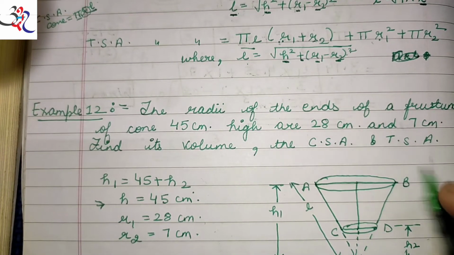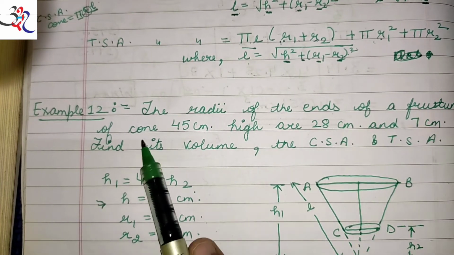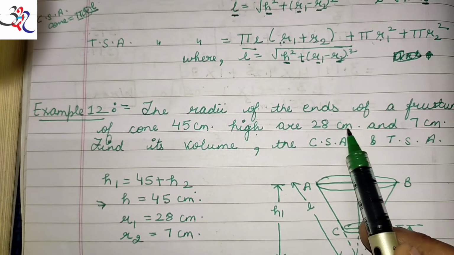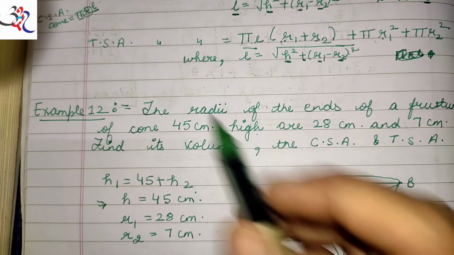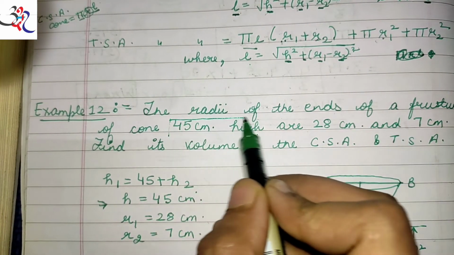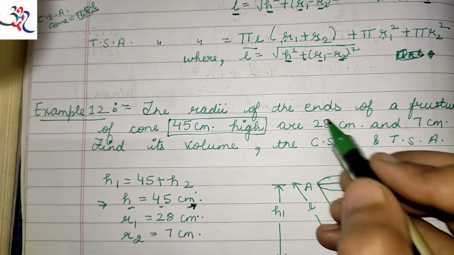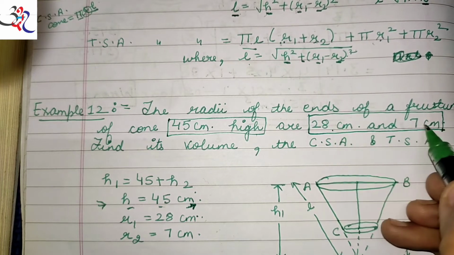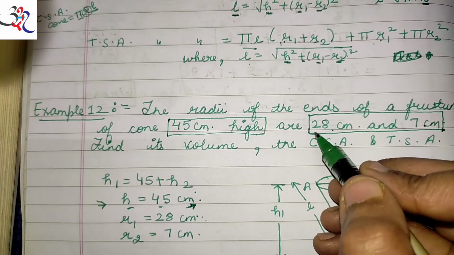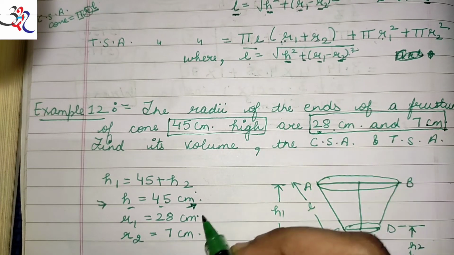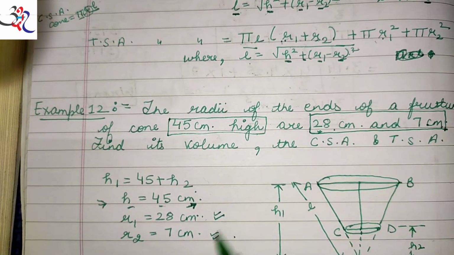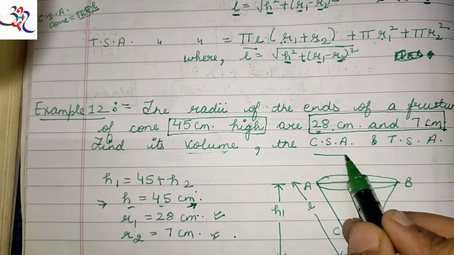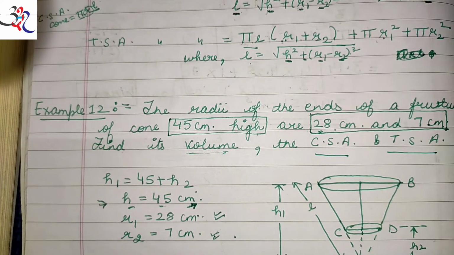Example number 12 says that the radii of the ends of a frustum of a cone, 45 centimeter high, are 28 centimeter and 7 centimeter. So the height given to us is 45 centimeter and the two radii are 28 centimeter and 7 centimeter. As I have told you, the bigger value will be r1 and the smaller value will be r2. We have to find its volume, the curved surface area and the total surface area.